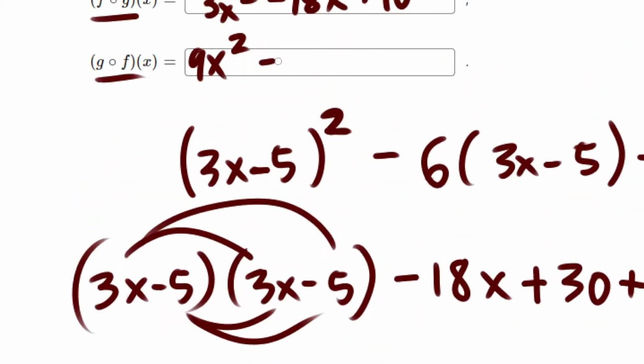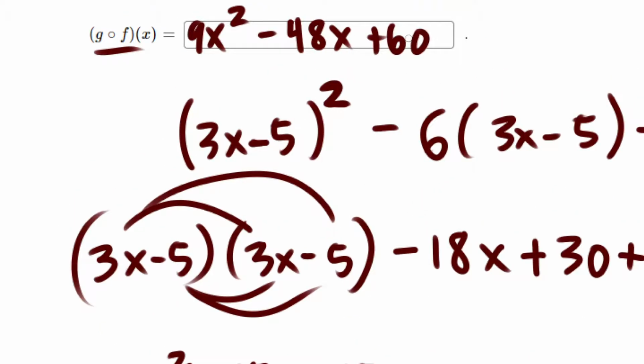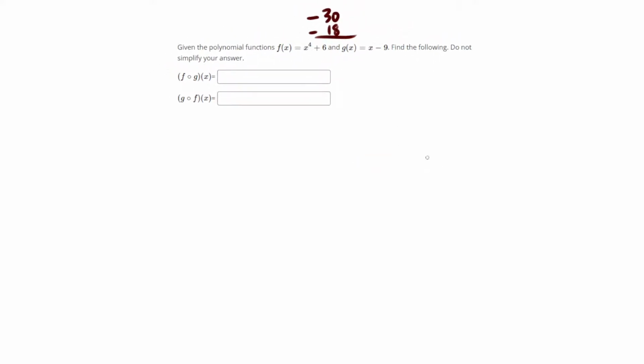And then minus 48x, and then plus 60. And that is your answer for that question. Okay, moving on. Given the polynomial functions f of x equals x to the 4th plus 6 and g of x equals x minus 9, find the following. Do not simplify your answer.